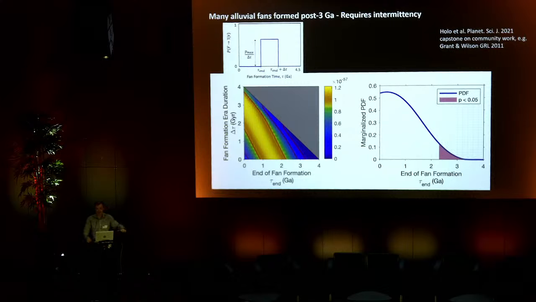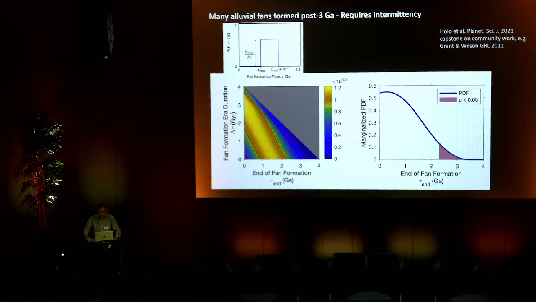So we looked at craters on the ejecta blankets of the alluvial fan hosting craters rather than on the alluvial fans themselves, and fit a pulse model in which alluvial fans start forming at such and such time and they stop forming at such and such time. And what we found is that many of the alluvial fans formed after 3 billion years ago.